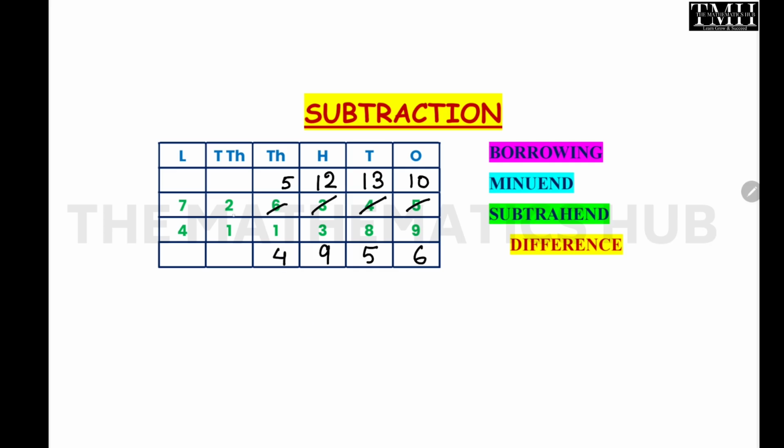Subtract ten thousands column, that is 2 minus 1 is equal to 1. Subtract lakhs column, 7 minus 4 is equal to 3. And which operation we have done? Subtraction. That sign is very important.